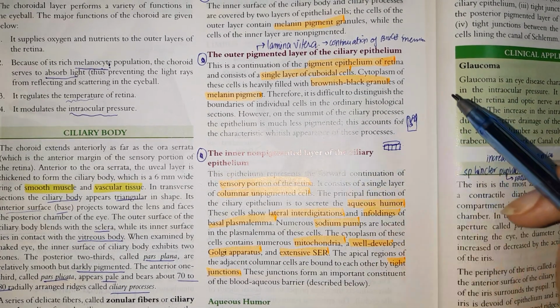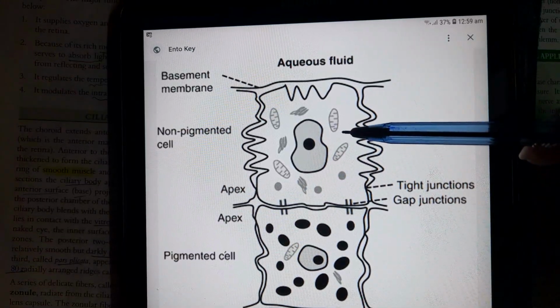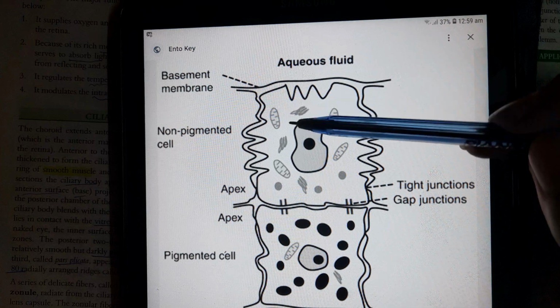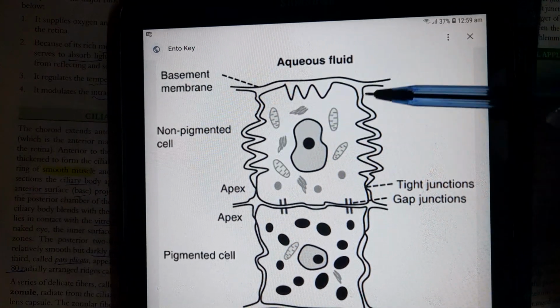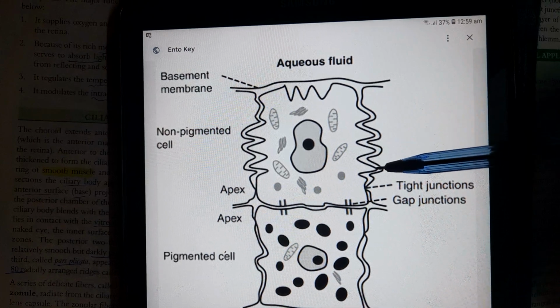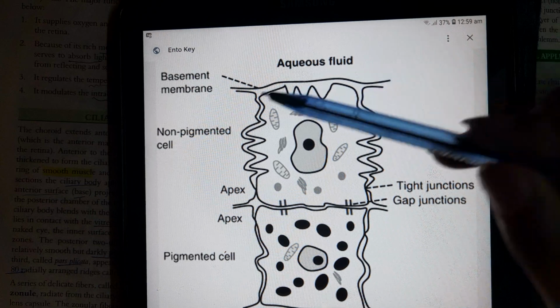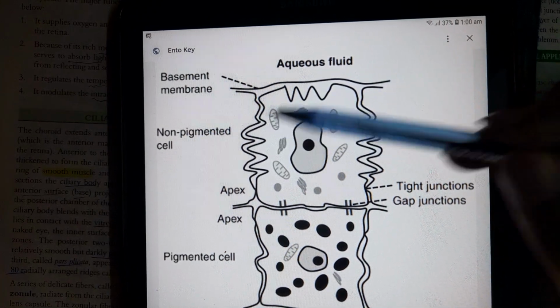Now the inner non-pigmented layer of the ciliary epithelium. This inner, or non-pigmented, layer has a large amount of mitochondria and Golgi apparatus as well, and these are all well developed. On the lateral side, we have the plasmalemma, which is folded and forms the lateral interdigitations. This plasmalemma also has a large number of sodium channels.